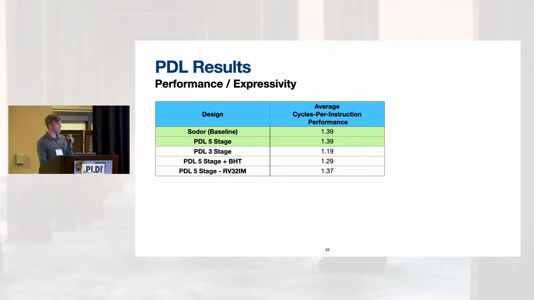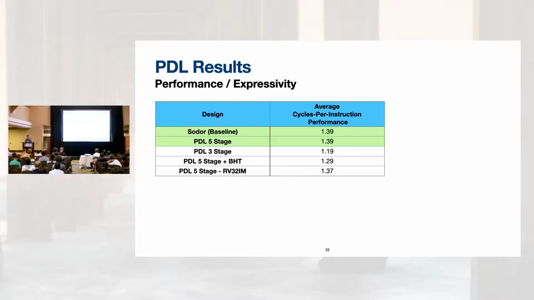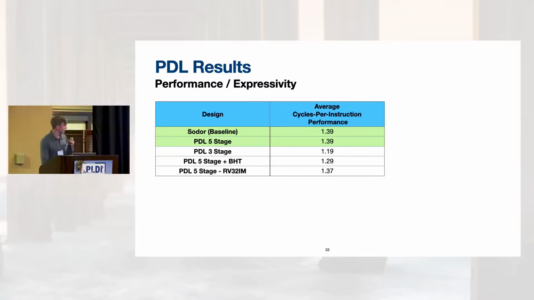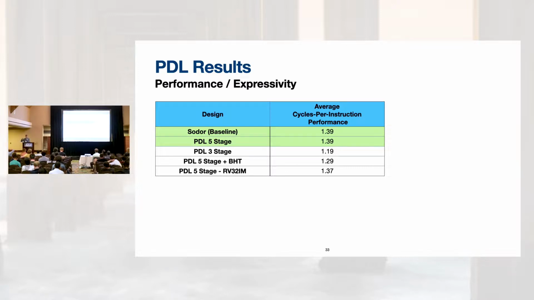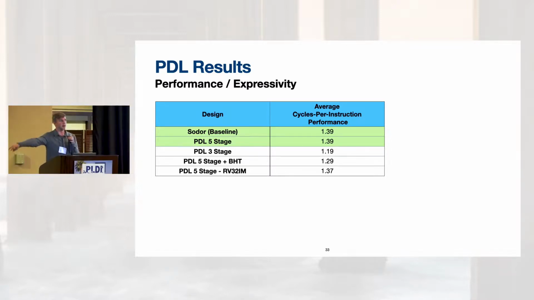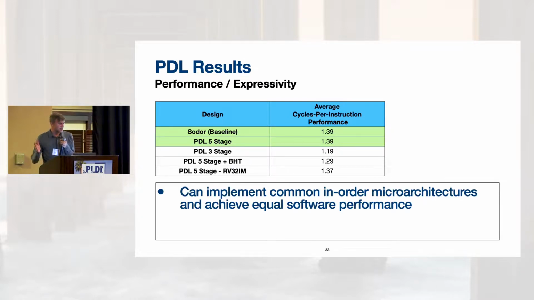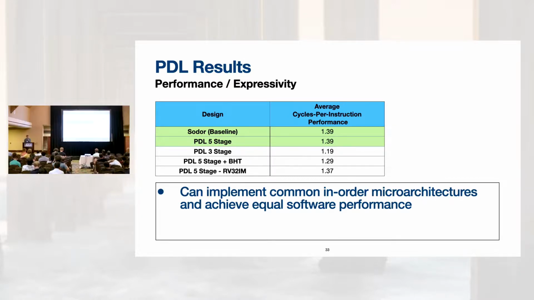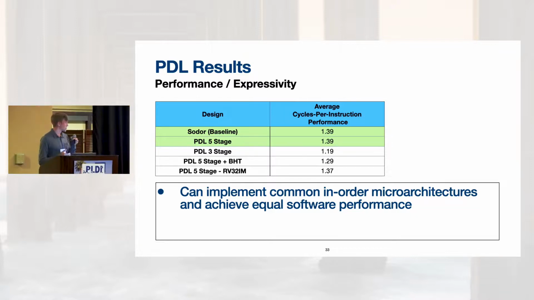So changing the number of stages, adding in a much more complex branch prediction scheme, still not super complicated, but much more than the one that was there, and extending it with multiply and divide instructions that were also implemented as pipeline modules in PDL. So first off, yes, you can implement common, mostly in-order microarchitectures and achieve the expected outcome that you would like.